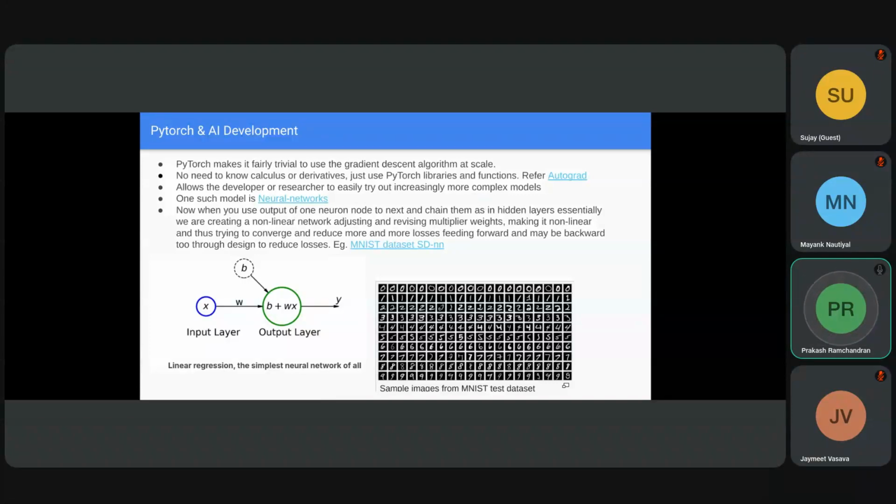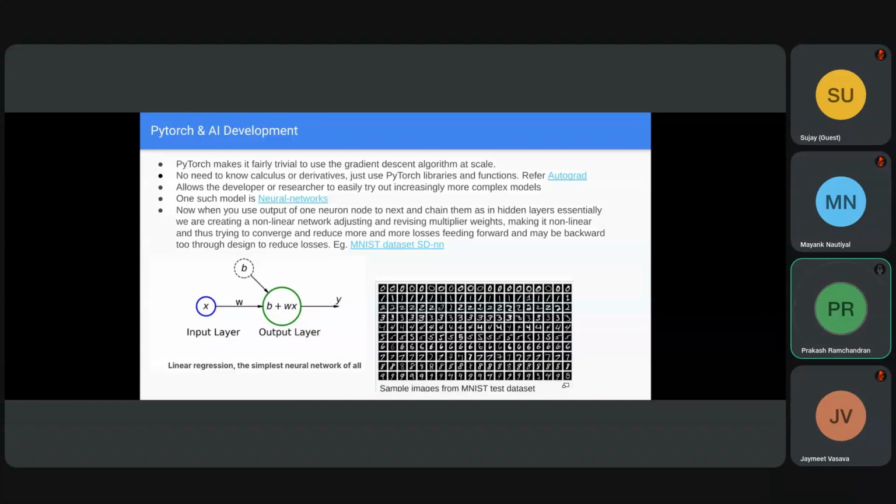Now, when you use the output of one neuron node as input to the next and chain them in hidden layers, essentially we are creating a nonlinear network. I already explained, right? We are creating a nonlinear network by adjusting and revising multiple weights, making it nonlinear, trying to converge and reduce. That means we can get faster convergence. Convergence, you understand, limit n tends to infinity. You want it to happen faster.